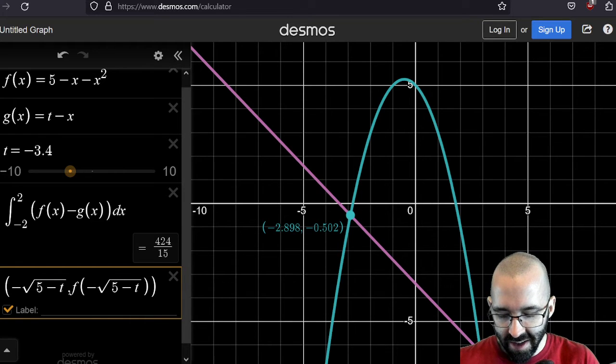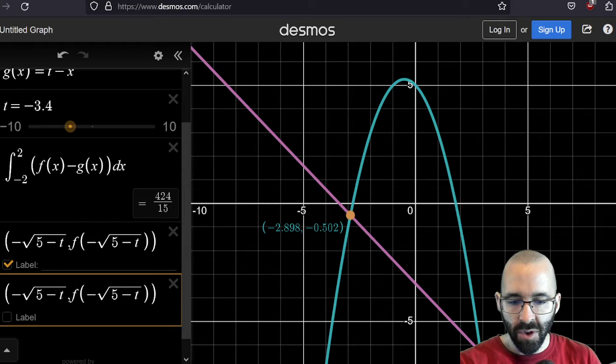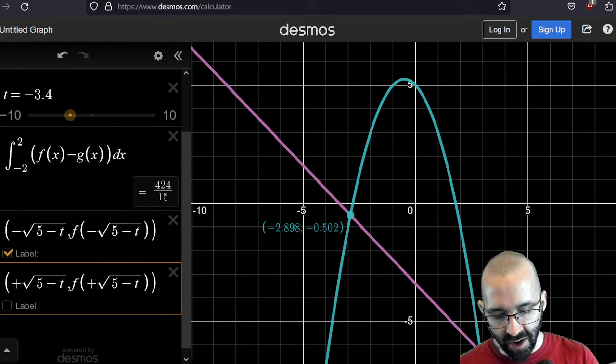Look at that point. And then we have another point. That was the minus version. We have another point at the plus version. There it is.